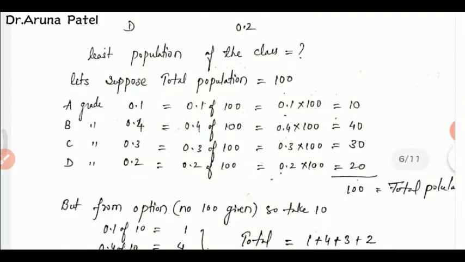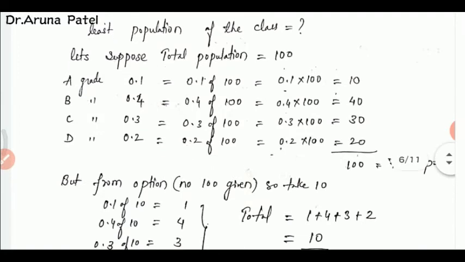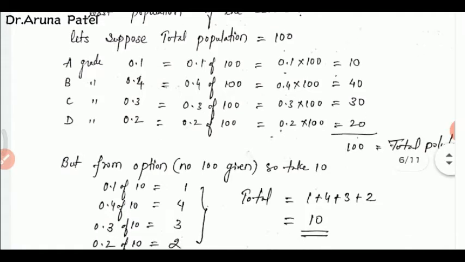Let's suppose total population is 100. A grade having 0.1 fraction, so 0.1 of 100 is equal to 10 on simplifying. Similarly, B having 0.4 fraction, so it is equal to 40. C having 0.3 fraction, so it is equal to 30. And D having 0.2, which is equal to 20.